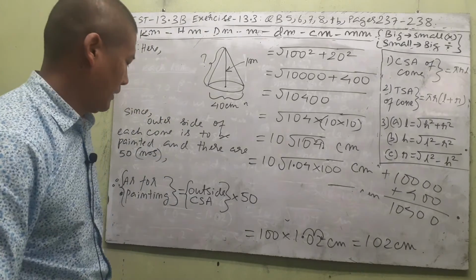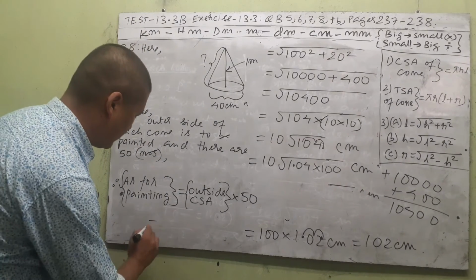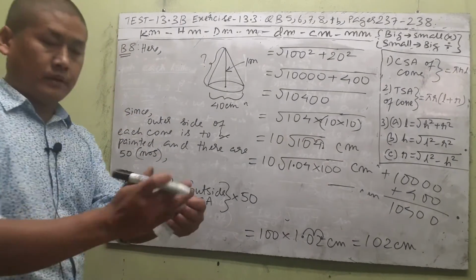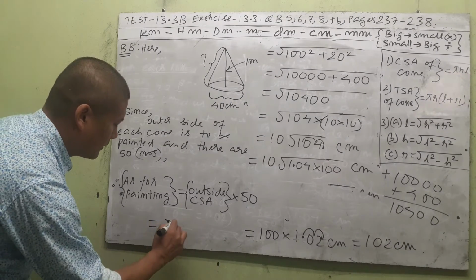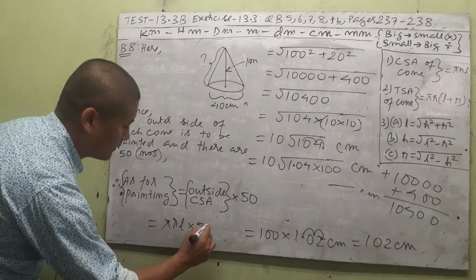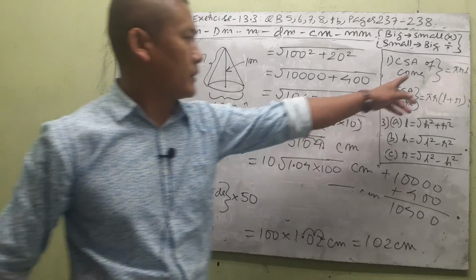Then we're going to get equal to here. Only the outside is going to be painted, not the inside curve. So only 1 pi RL, so pi RL into 50. As we can see, curved surface pi RL.